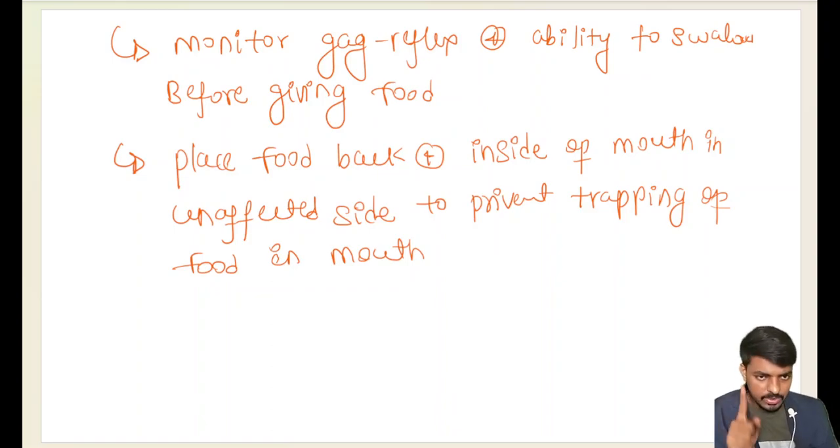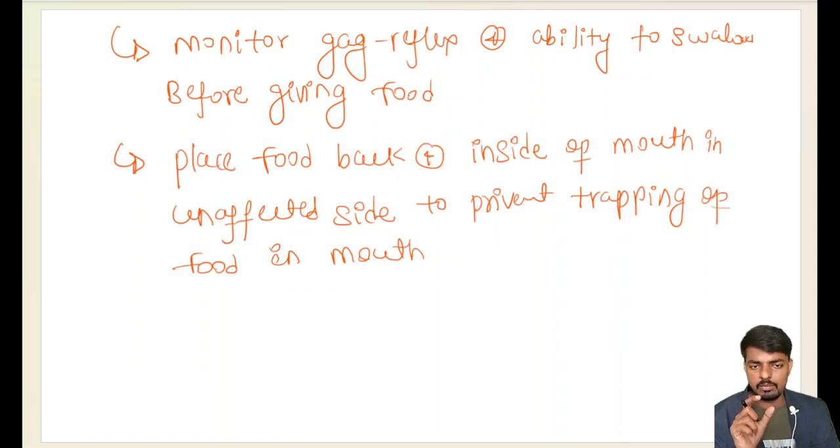So in order to prevent that one, we need to monitor the gag reflex and ability to swallow before giving the food to the patient with a stroke. Very important one. Place the food at the back of the mouth and completely inside the mouth on the unaffected side. So if right side weakness is there, we'll keep the food at the back of the mouth on the unaffected side, so the patient can chew it normally and swallow it on that side only.